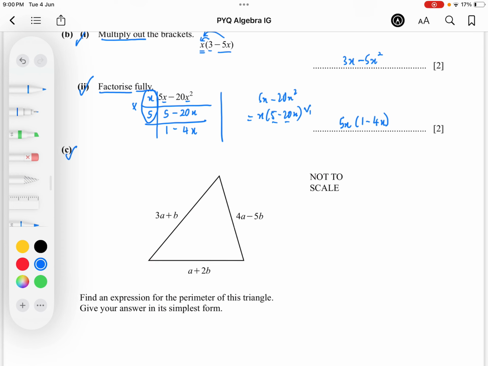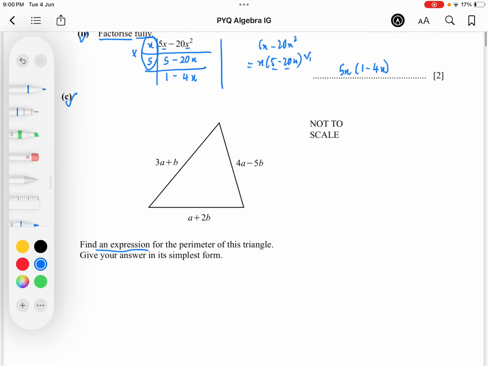Right, the next one here. Now this one is different, but you can see there's an algebraic expression here. Don't be afraid of that one. It says an expression, so your answer should be in the same form like that. Okay, an expression for what? Expression for perimeter. Perimeter means what? Perimeter means add up all sides.